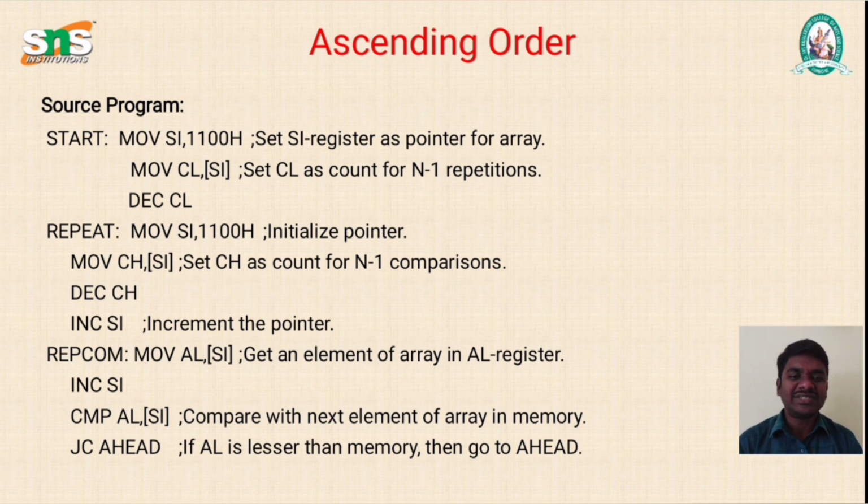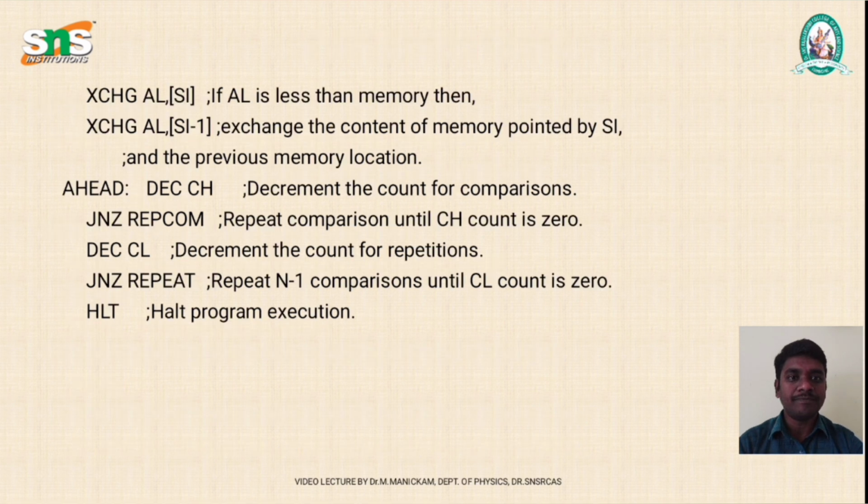We have 7 data, so we take the first data and compare it with all the other remaining data. That's why we are using a comparison instruction. Next one, JC, which means jump on carry. If you are comparing these two values and you get the carry value, it will jump ahead to the decrement CH line.